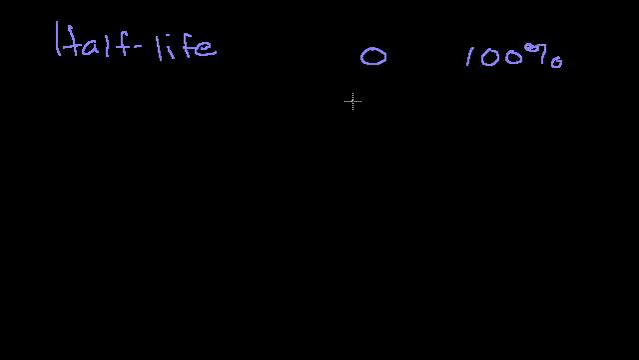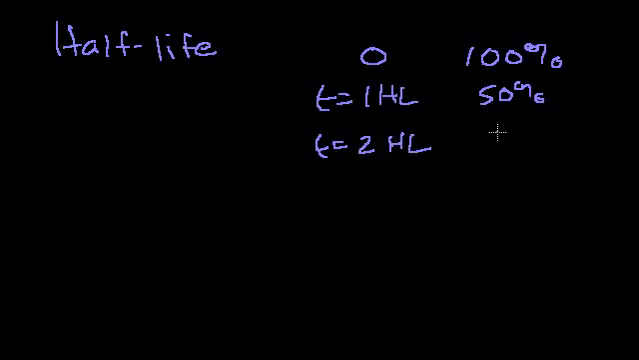The notion of a half-life is useful if we're dealing with increments of time that are multiples of a half-life. For example, at time equals 0, we have 100% of our substance. Then after time equals 1 half-life, we'd have 50% of our substance. At time equals 2 half-lives, we'd have 25% of our substance, and so on and so forth.